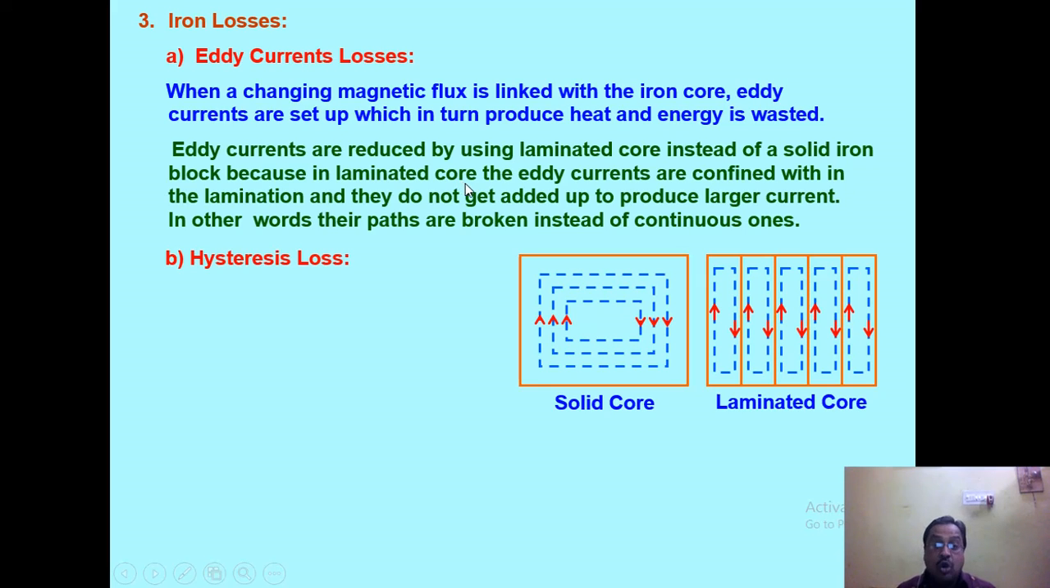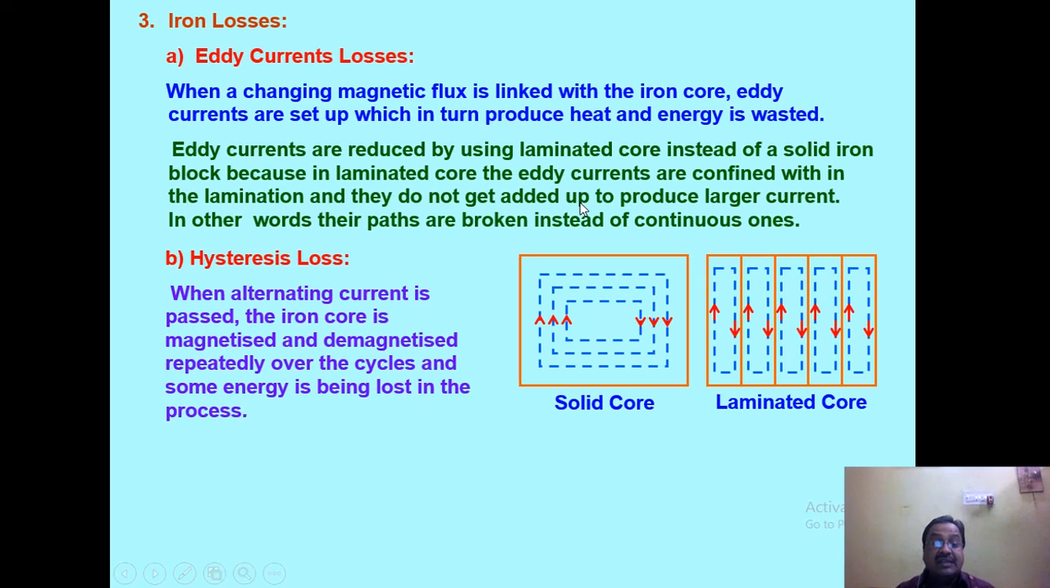Why? This is because in a laminated core, the eddy currents are confined within the lamination. These are restricted within the lamination, and they do not get added up to produce a larger current. In other words, we may say their paths are broken instead of a continuous one.